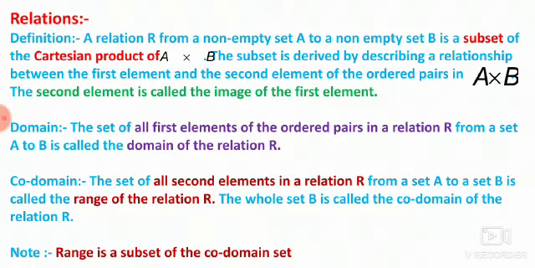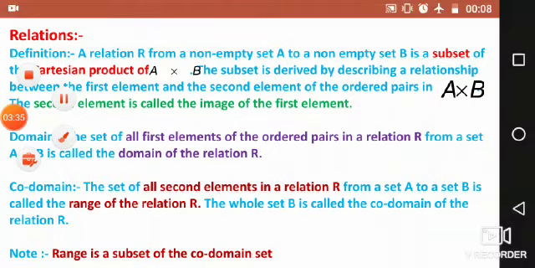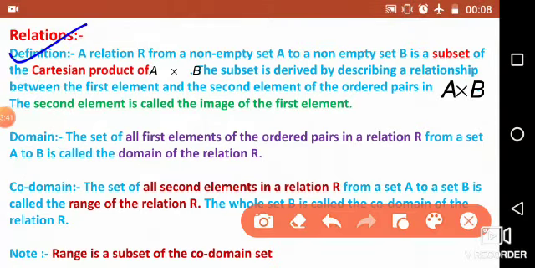Dear student, here is an important note. The range is a subset of the codomain set. Basically these are the domain of the relation, and the range is always a subset of the codomain set of the given two sets.